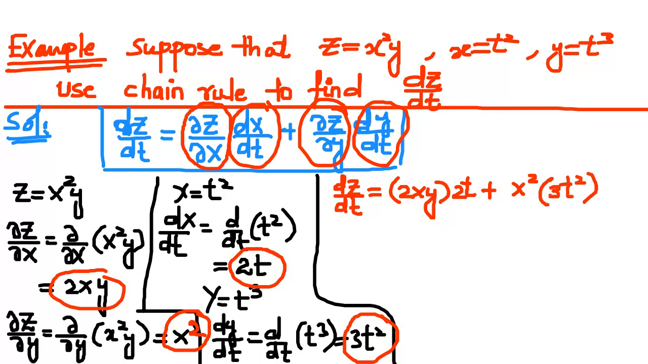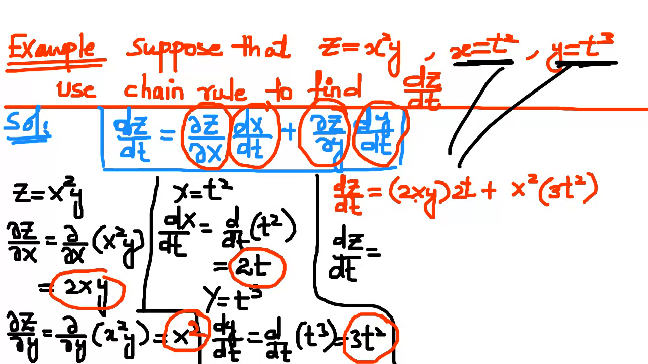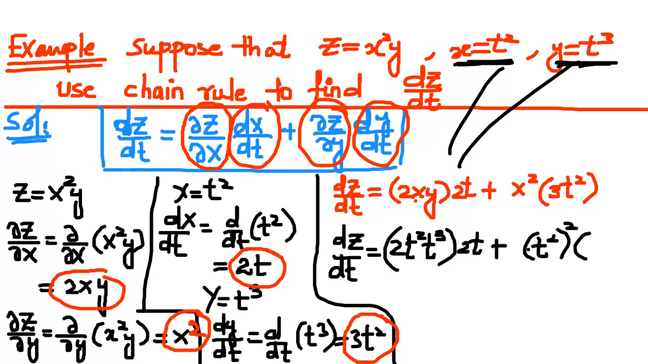Now all the terms will be in terms of t, but you find here x and y, so substitute this value of x and y in this one. Okay, so what you will get, that dz over dt, that is equal to 2 times, what is the value of x? That is t square, multiplied by y, that is t power 3, into 2t, plus x square will become t square whole square into 3t square.